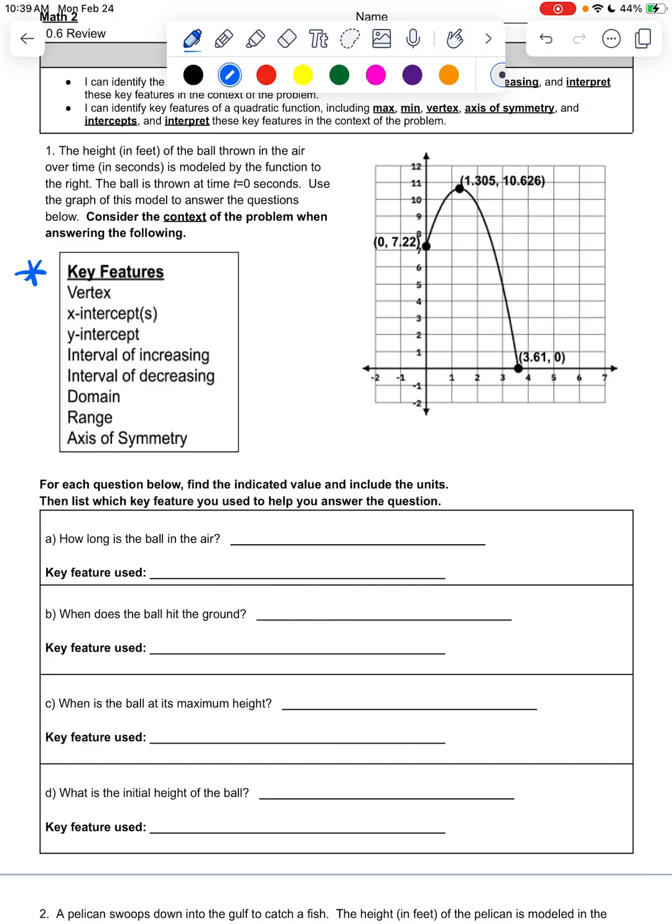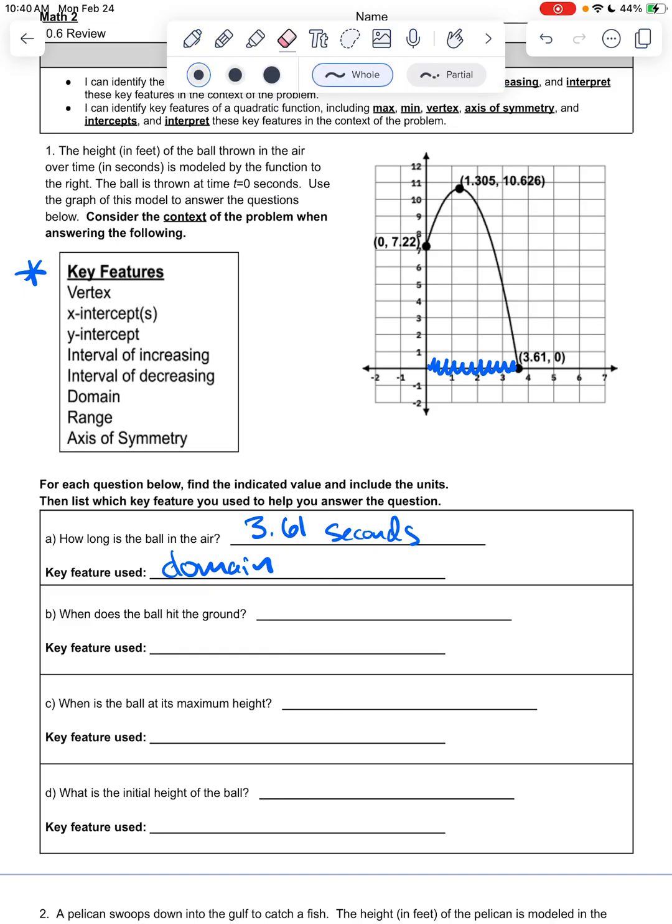So when is it in the air? Well, it starts at 0 and ends at 3.61. So how long is it in the air? 3.61 seconds. You might be tempted to say that the key feature should be the x-intercept because we see that here, but that's not the case because it's in the air this entire time. So we need to talk about not just one point, but the entire interval. This is the domain.